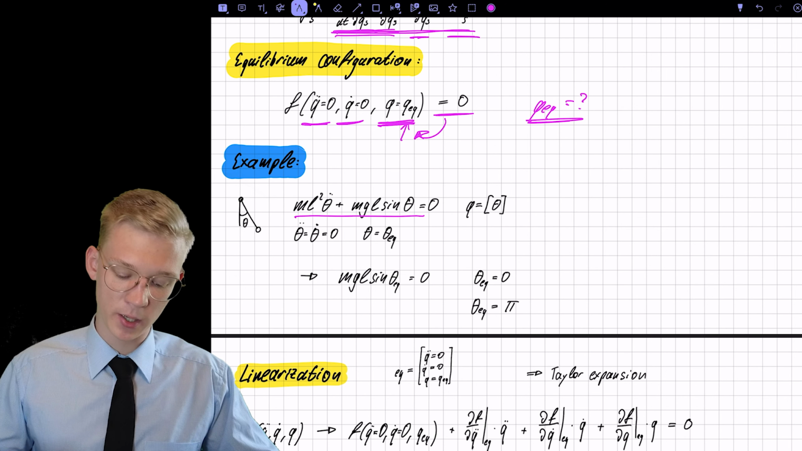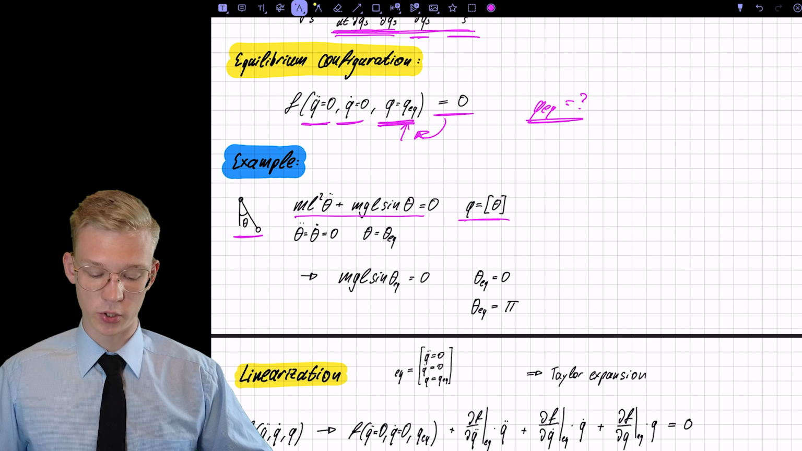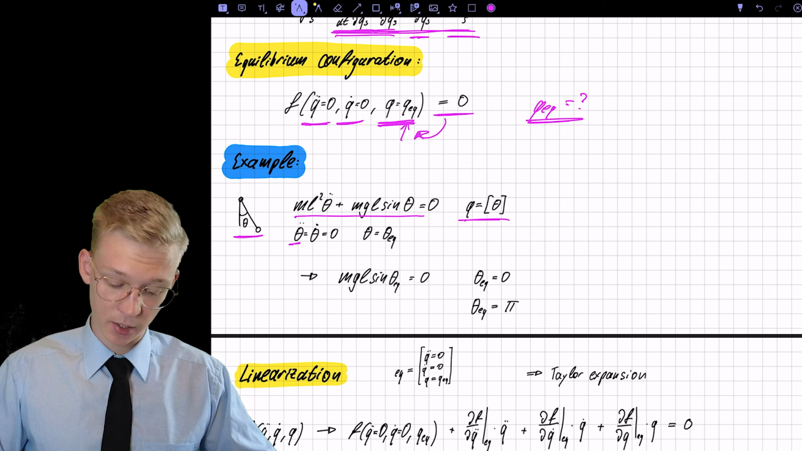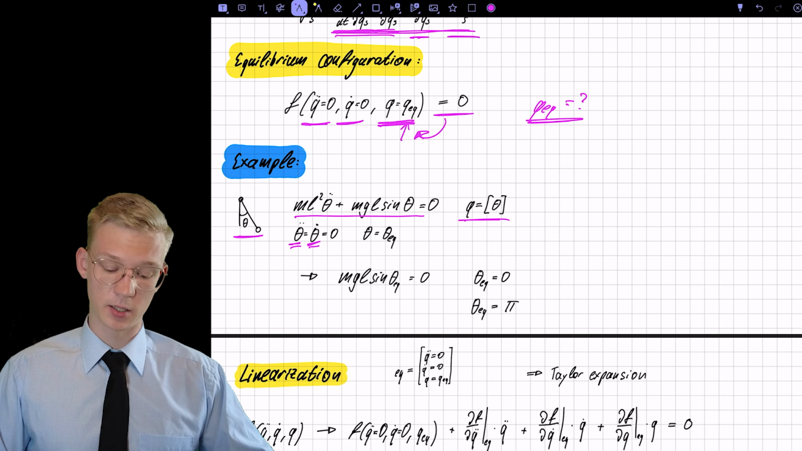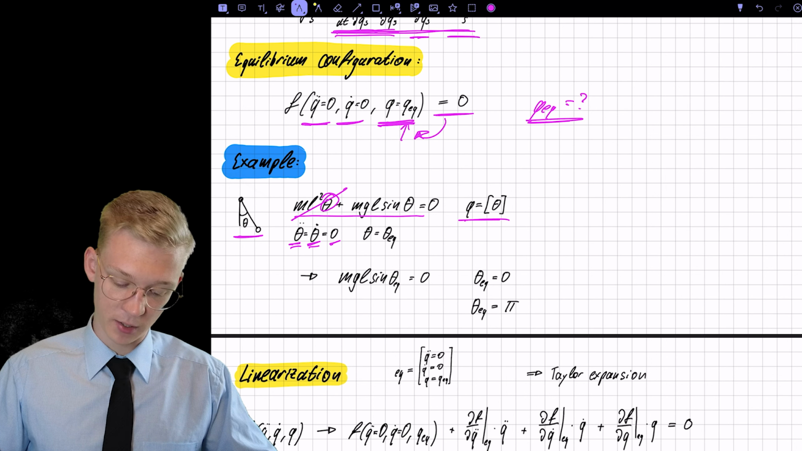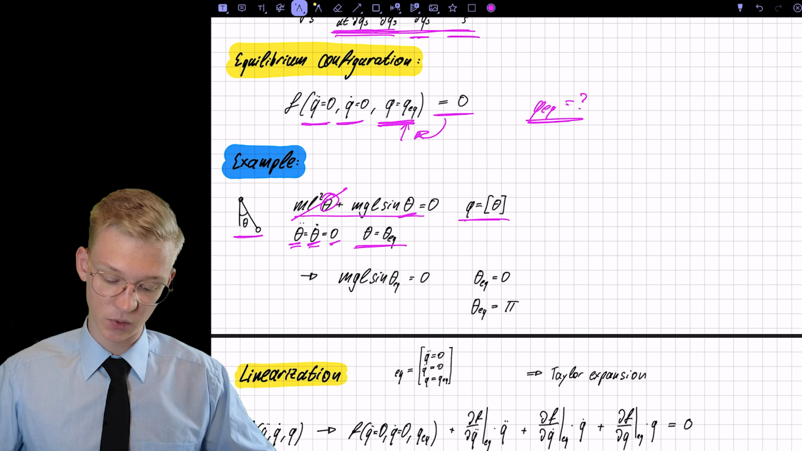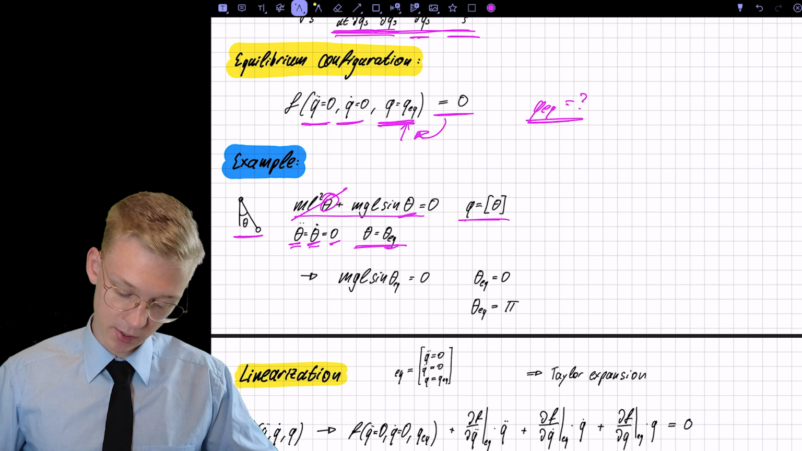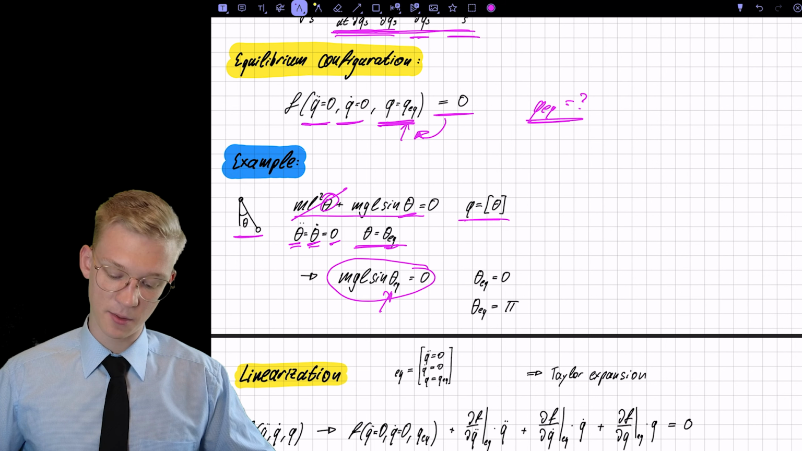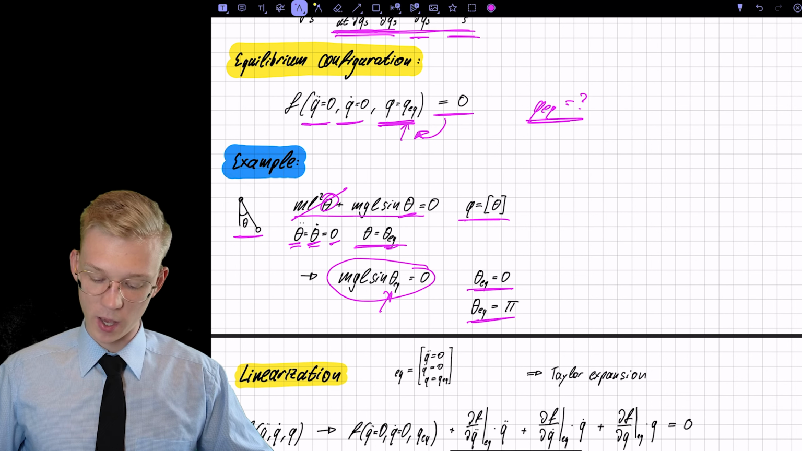So here we have one equation of motion for our pendulum. We have one degree of freedom, and that is the angle theta. We set q double dot and q dot, in this case theta double dot and theta dot, to zero. So this will be zero. We have no theta dot, and we set our leftover theta to theta equilibrium. And now we just need to find this theta equilibrium, and it will give us two results. So we have either 0 or we have pi.